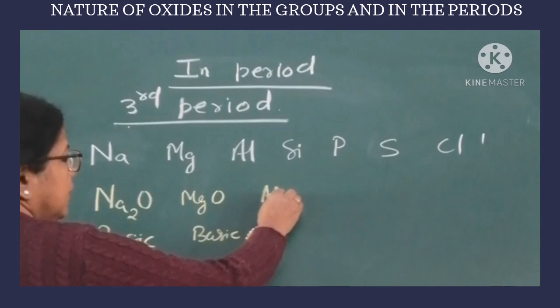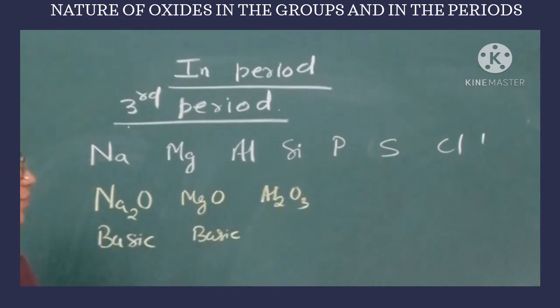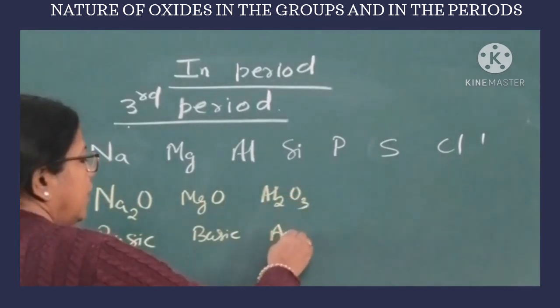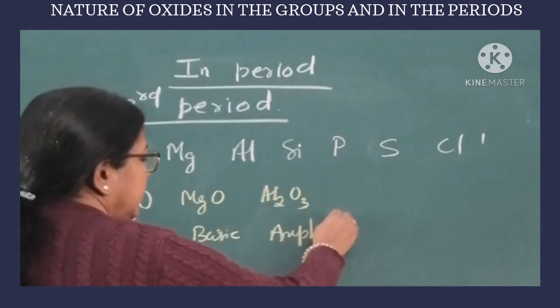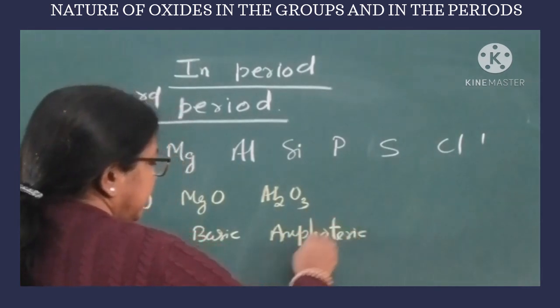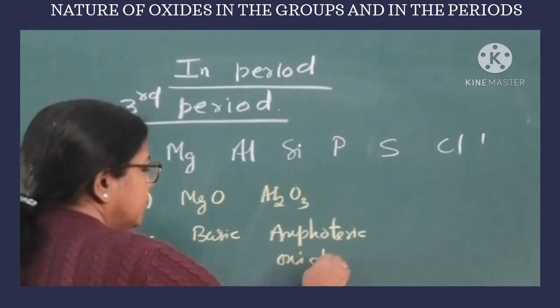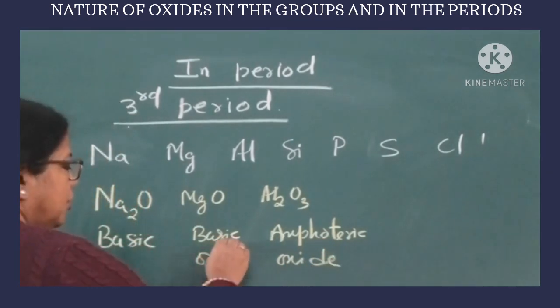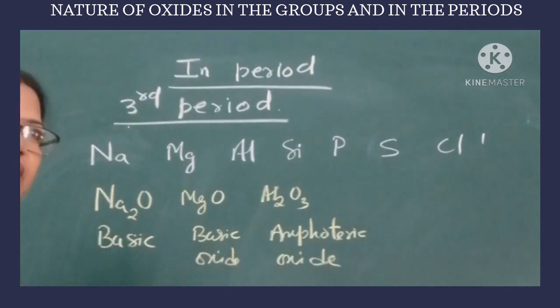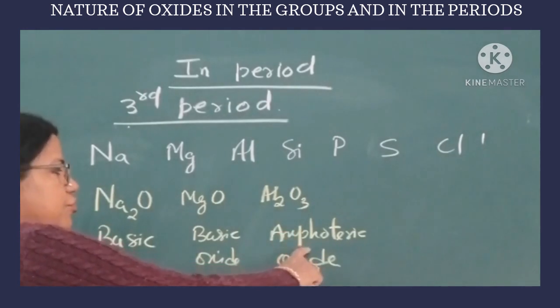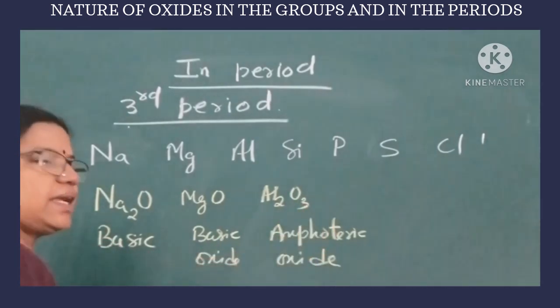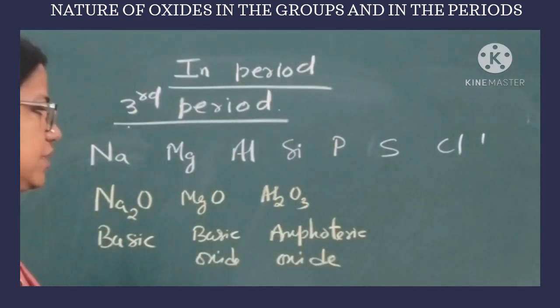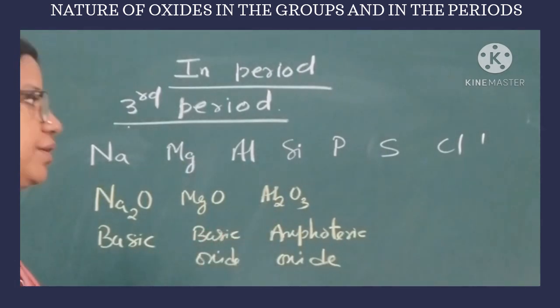Aluminum oxide, Al2O3, here it is amphoteric in nature, an amphoteric oxide. And what is an amphoteric oxide? Already I taught you in the chapter on acids and bases. The oxides which show both basic oxide nature as well as acidic oxide nature are known as amphoteric.